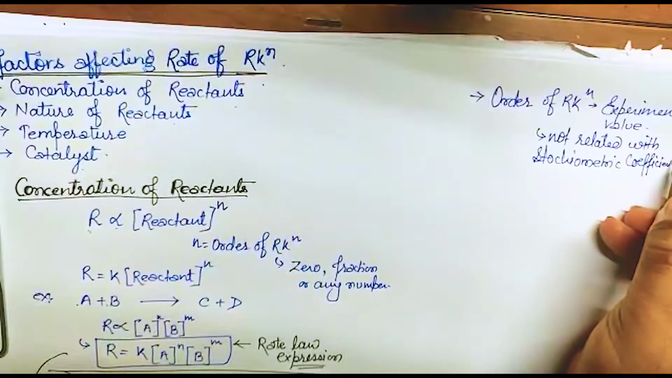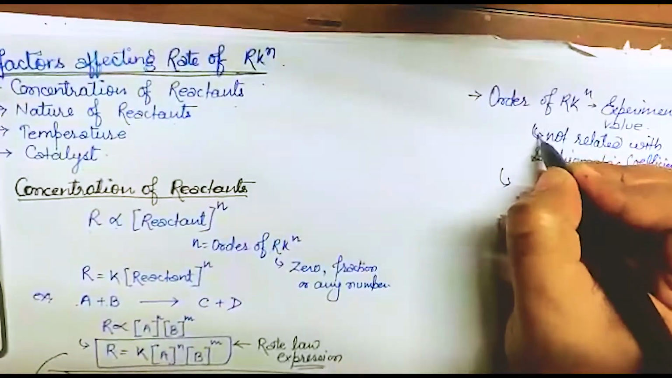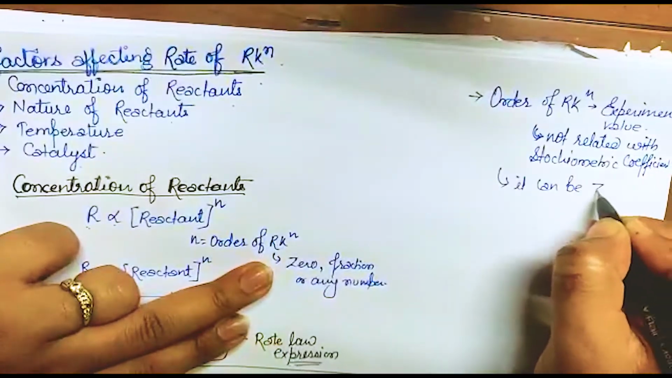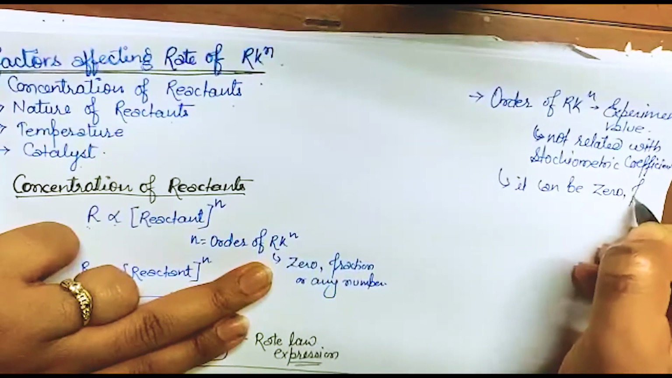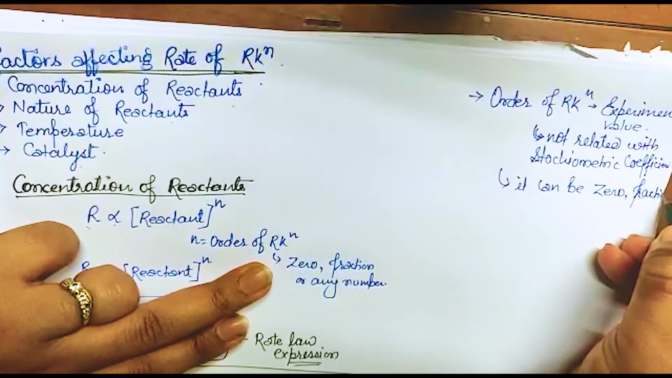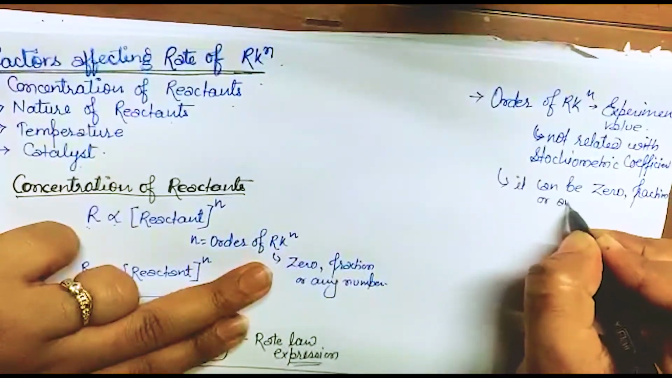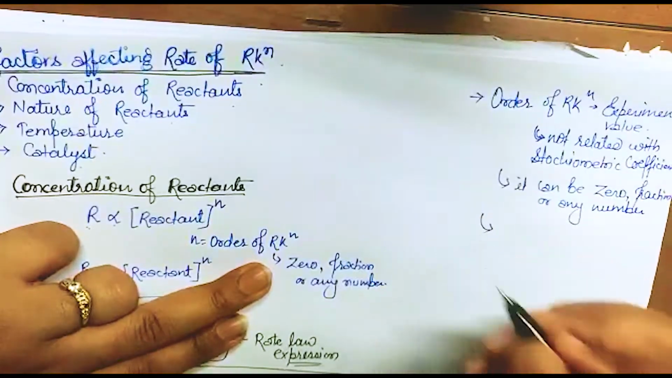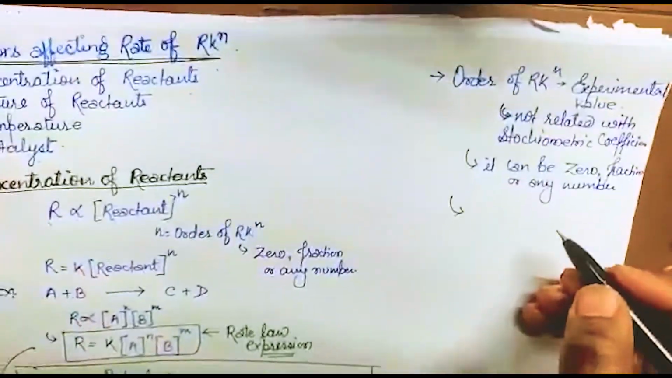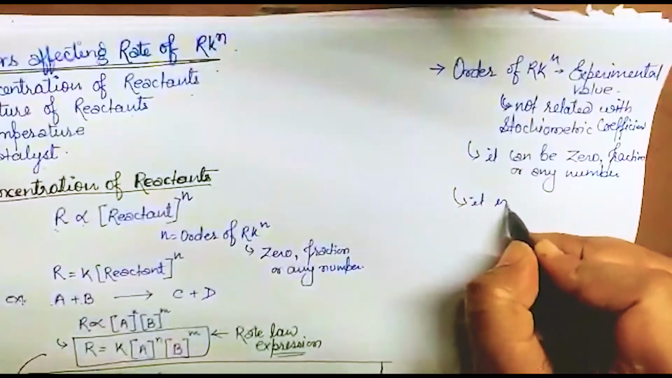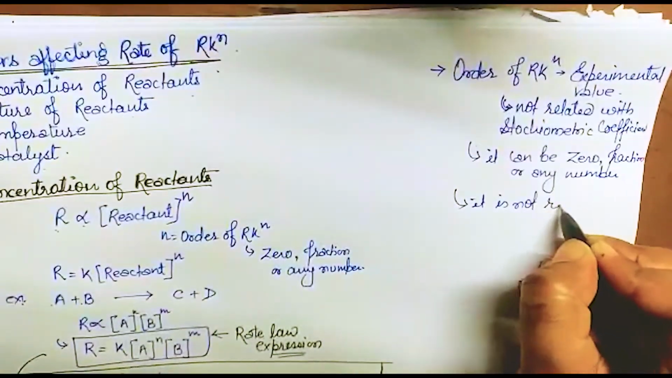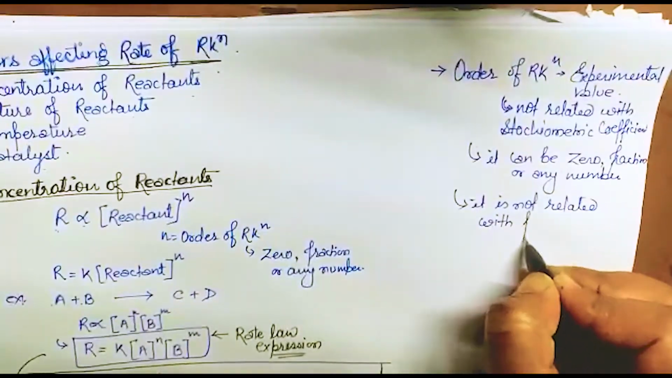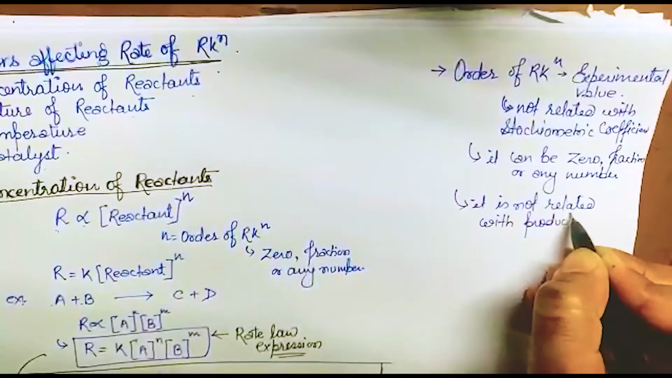Okay. Third thing I have told you, it can be 0, a fraction, or any whole number you can write. Okay. And another thing, it is not related with the product concentration. Got it?